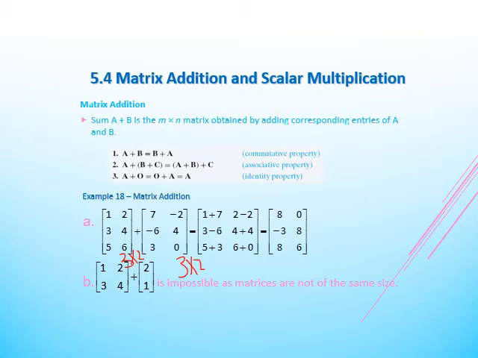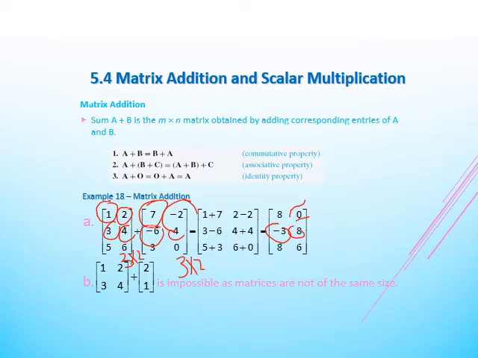Now we will add by adding each number to the corresponding number in the other matrix. So we'll add 1 plus 7 to equal 8, and 2 in the first matrix with -2 in the second matrix to be 0. And we will move to the second row, which is 3 added to -6 to be -3, and 4 added to 4, which is equal to 8.